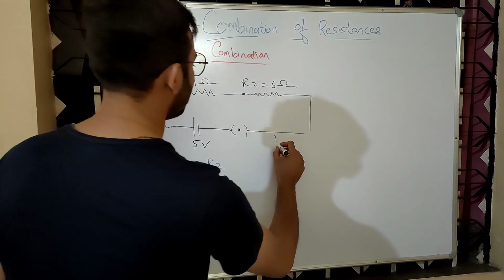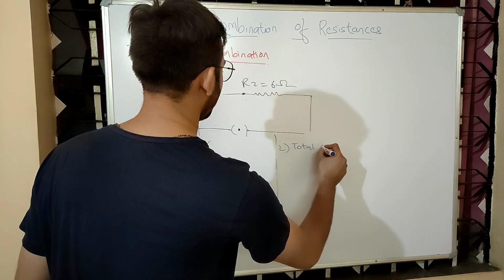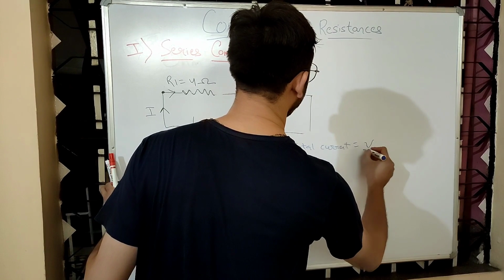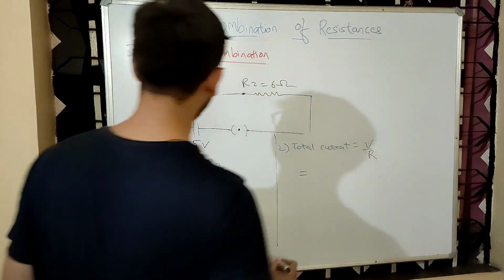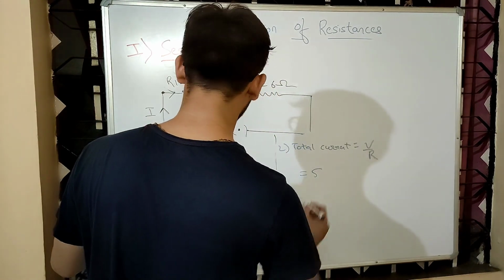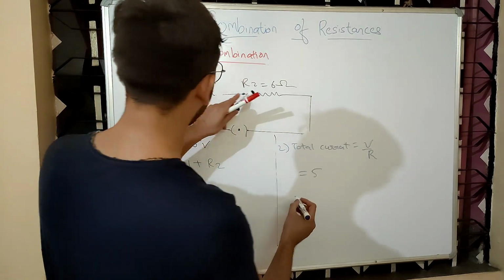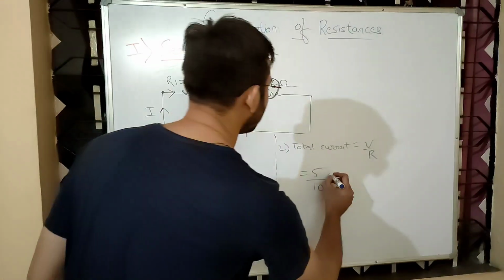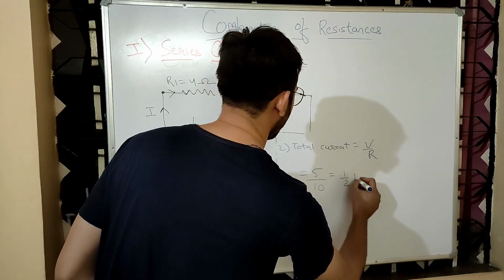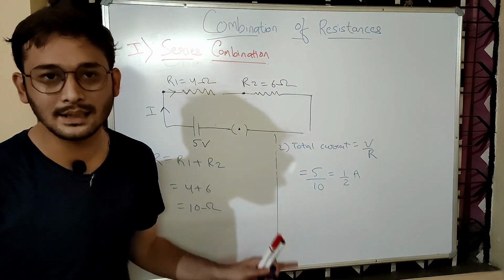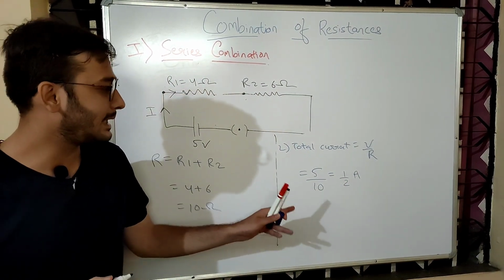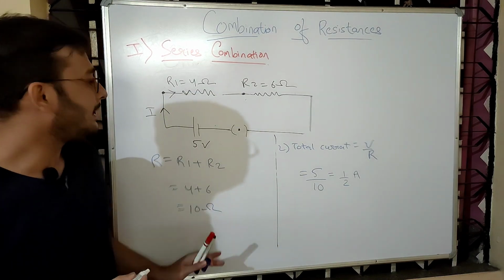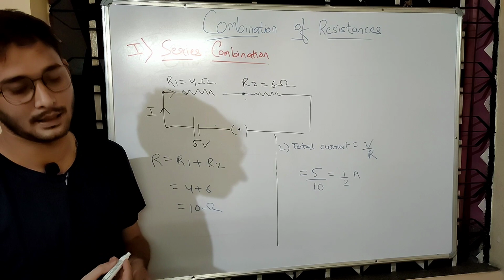What is total current? Total current is, I told you the formula, V upon R. V is given to me. V is 5 and R is 6 plus 4, that is 10. So current will be 5 by 10, that is 1 by 2 ampere. Now remember, this is half ampere, 0.5. Many of you make mistakes and write this as 2. It's not 2, it's 1 by 2 ampere. So R will be 10, current will be half ampere.